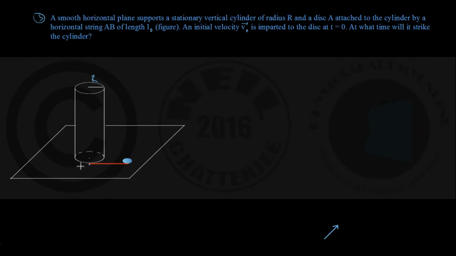This is the left side point B in contact with the cylinder's bottom, and the right side end, that is A, which is also the same as the disc's position. And they have given that length AB is equal to L0, and at time t is equal to 0, the disc is imparted a horizontal velocity vector V0 directed perpendicularly to the length AB of the string, which itself is parallel to the edge of this horizontal plane. So at time t is equal to 0, the disc is given the velocity V0, and the question is, at what time will it strike the cylinder?